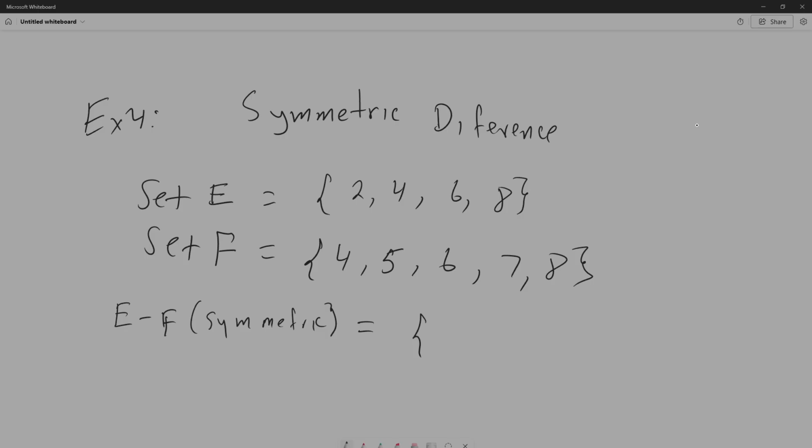For example, 4 is already here, 4 is already here, so we don't count it. 6 is already here, 6 is already here, we don't count it. 8 and 8, we don't count them. But we're gonna keep 2, we're gonna keep 5 and 7. So those are the only elements for symmetric difference. Elements that are not in both E and F.